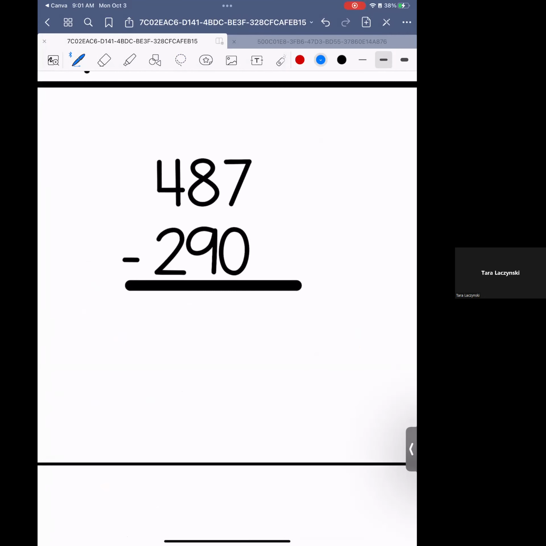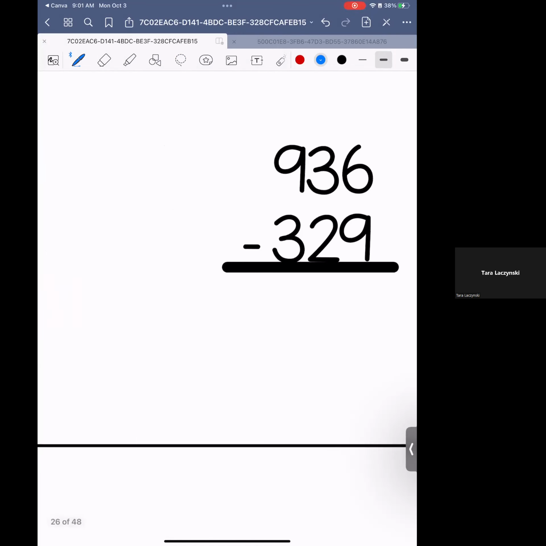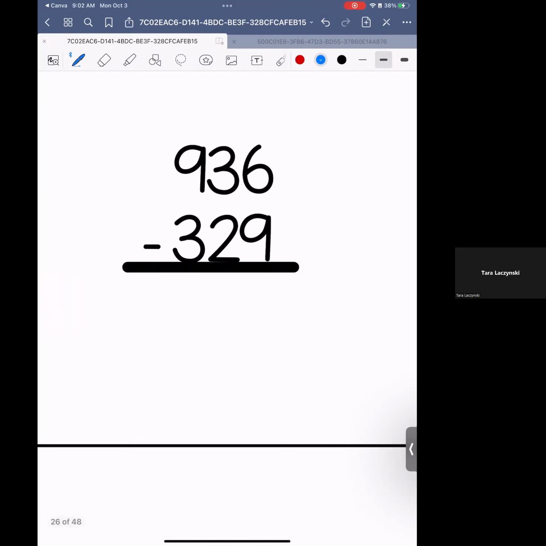All right, page number 4, my friends, starting with 487, take away 290. 7 take away 0 is 7. 8 take away 9 I can't do. I go next door. 18 take away 9 I can do. 18 take away 9 is 9. 3 take away 2 is 1. 197.